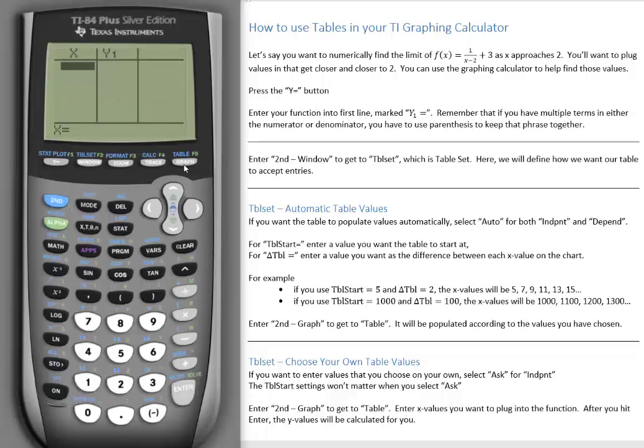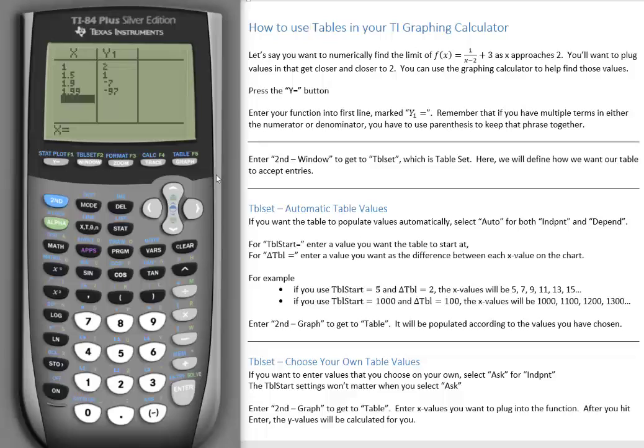What happens now? Let's go to our table and let's see. Notice how it's all blank because now it's asking us what values we want. So we want to see the limit as it approaches 2. So let's start at 1. And then let's see what happens at 1.5. And notice that I'm just plugging in numbers, and then we're seeing, as these numbers get closer and closer to 2, what's happening to my values.